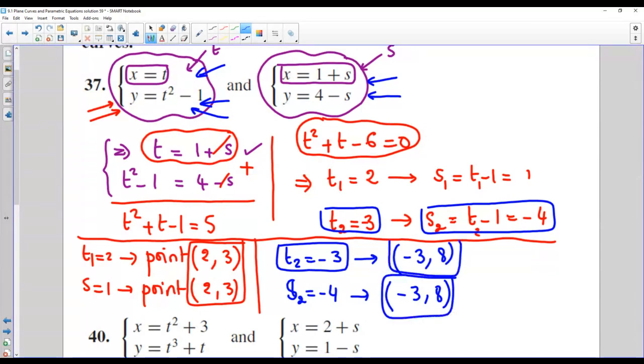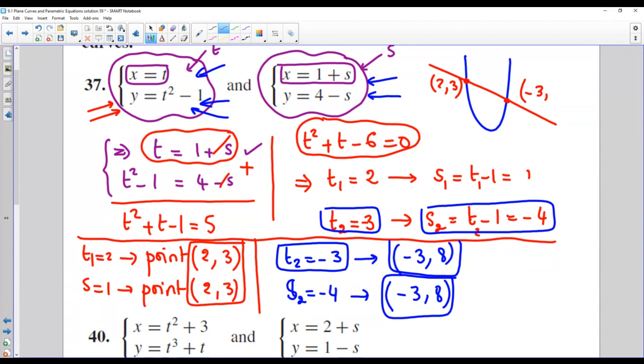Okay, so in the end, what is this telling us about these two curves? We have a parabola and we have a line. How many intersection points are we getting? These two curves are cutting each other at two intersection points. The first one is 2, 3, and the second point of intersection is -3, 8.